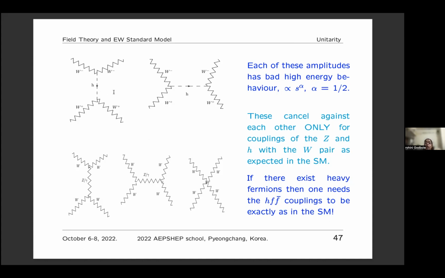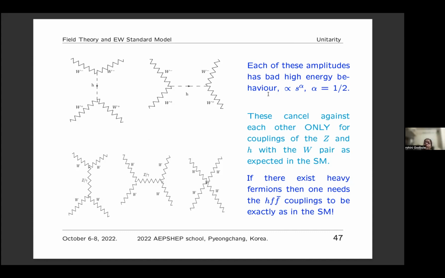Now, each of these diagrams, if you compute, easily done, has a very bad high energy behavior, and the cross-section rises like S to the power alpha. Sometimes alpha is 1, sometimes alpha is 2. And this is a very bad violation of unitarity. I have already referred to the unitarity violation for the cross-sections. This is even worse than that. And this is really coming from the longitudinal degrees of freedom of the W.